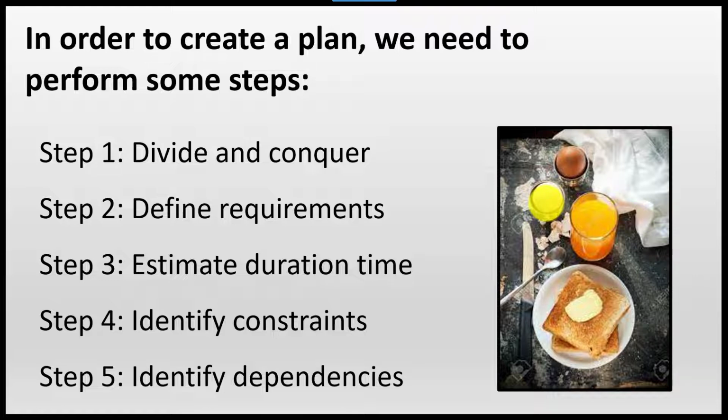Step number 1, we are going to divide and conquer. Yeah, that's how we're going to call it. Then step number 2, we are going to define requirements. Step number 3, estimate the duration time for those activities that are required. And number 4, identify constraints or limitations that we might have. Lastly, we're going to identify dependencies. Yeah, activities that depend on other activities, and the opposite, activities that don't depend on other activities. All right, so let us start.